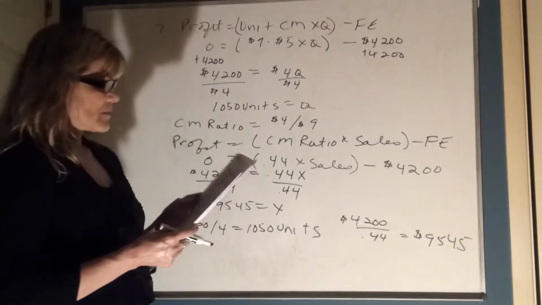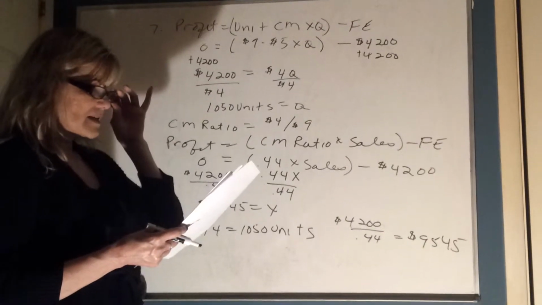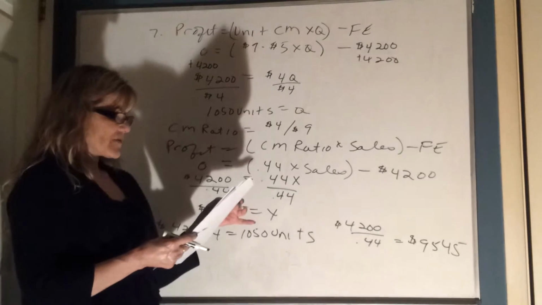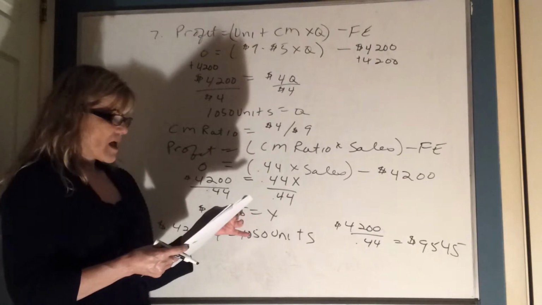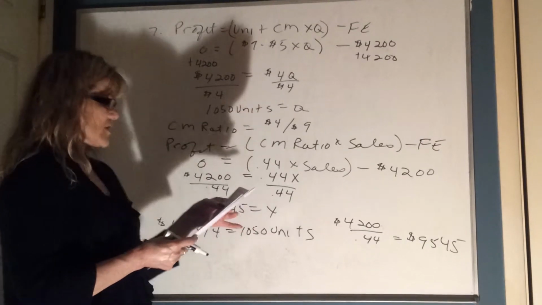Okay, so problem number 7. Bob distributes a single product whose selling price is $9 and variable cost is $5 per unit. The company's monthly fixed expenses are $4,200. First thing we're doing is computing the break-even point in unit sales using the equation method.